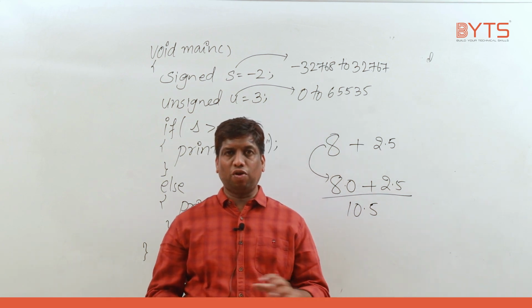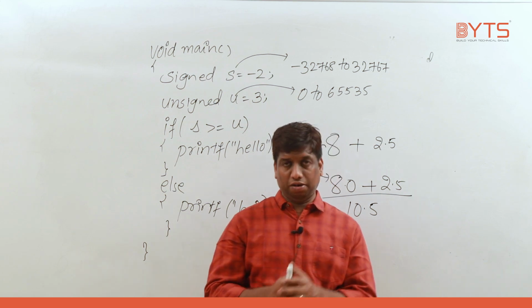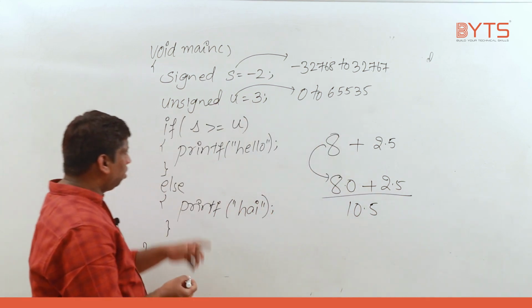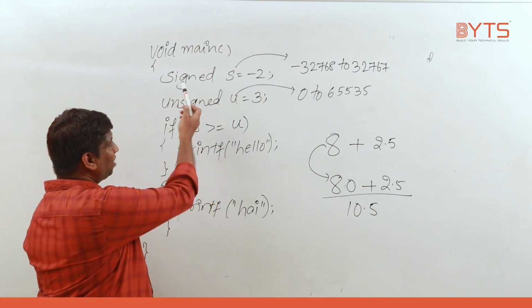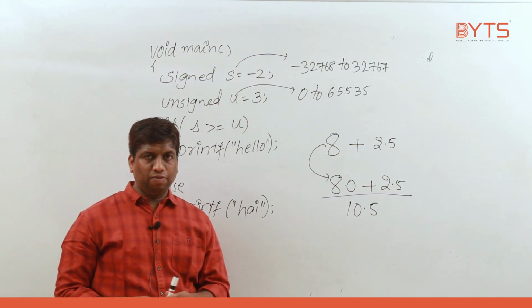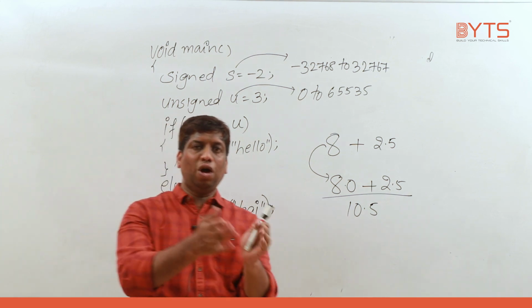If both arguments are of not the same type, the lower data type is automatically promoted to the higher data type. Now here we are trying to perform a comparison, correct? S is what type? Signed type. U is what type? Unsigned type. So both are not the same type. The lower data type should be promoted to the higher data type.